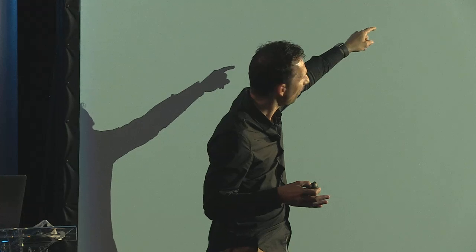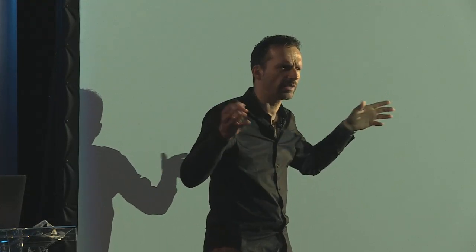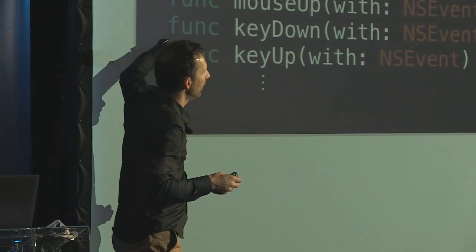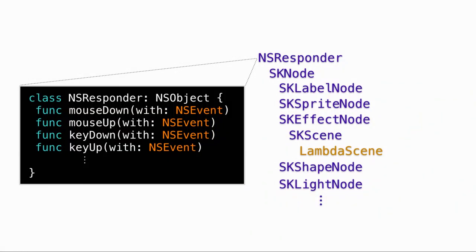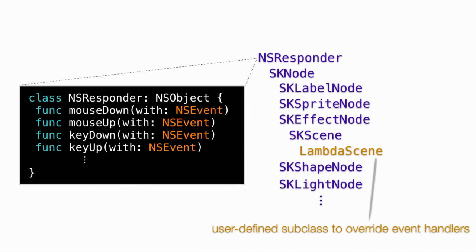And then above SKNode, there's another superclass, which is a standard class in the Mac OS and iOS frameworks to deal with inputs. And it has all kinds of methods which you have to override in your subclass in order to get mouse events, keyboard events, all these things. So that doesn't look so good, okay? We have to override these event handlers. So that's the first problem.